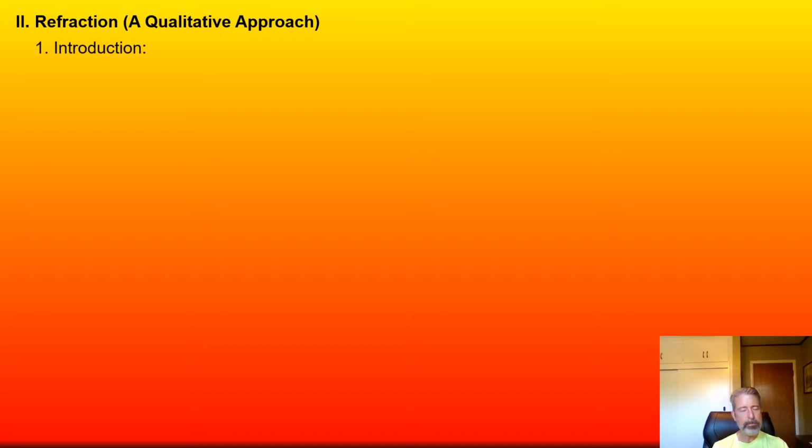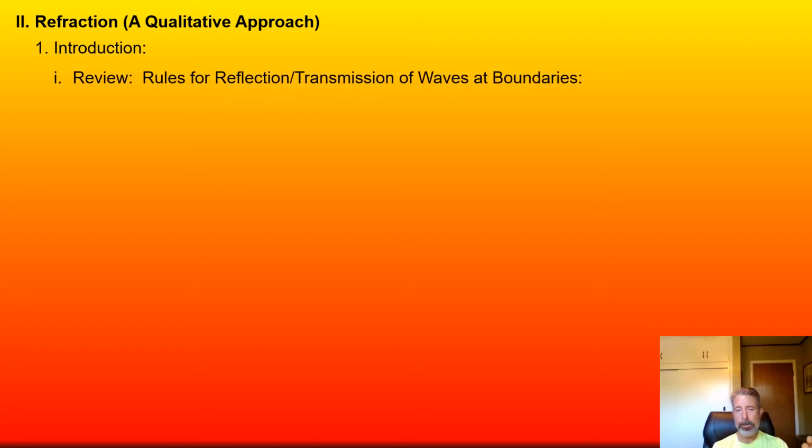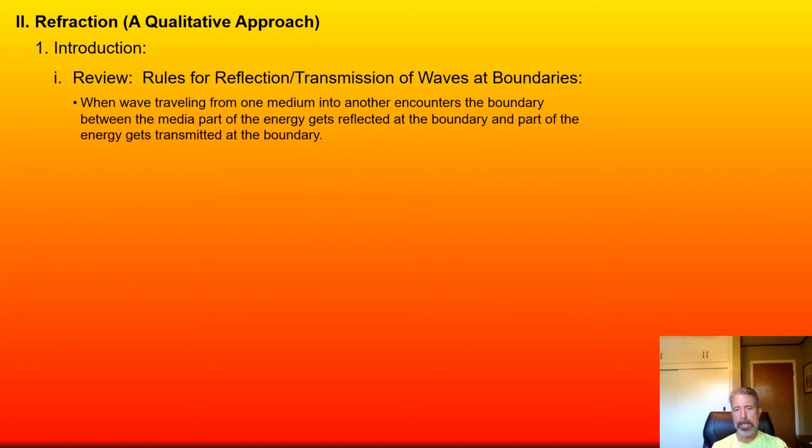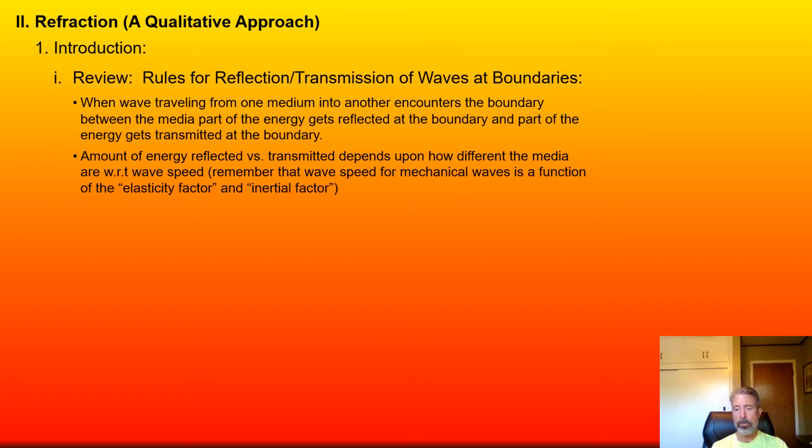So before we actually define what refraction is, let's review a little bit about wave theory, and this is nothing new. This is something we said last time as well. The rules for the reflection and transmission of waves at boundaries. So when a wave is traveling in one medium and it enters a new medium, we can say that at the boundary between the media, some of that wave's energy will get reflected into the initial medium, some of the wave's energy will get transmitted into the new medium. What determines how much of that wave's energy gets reflected versus transmitted at the boundary? That depends upon the difference in the wave's speed at that boundary, the difference in wave speed between the two media.